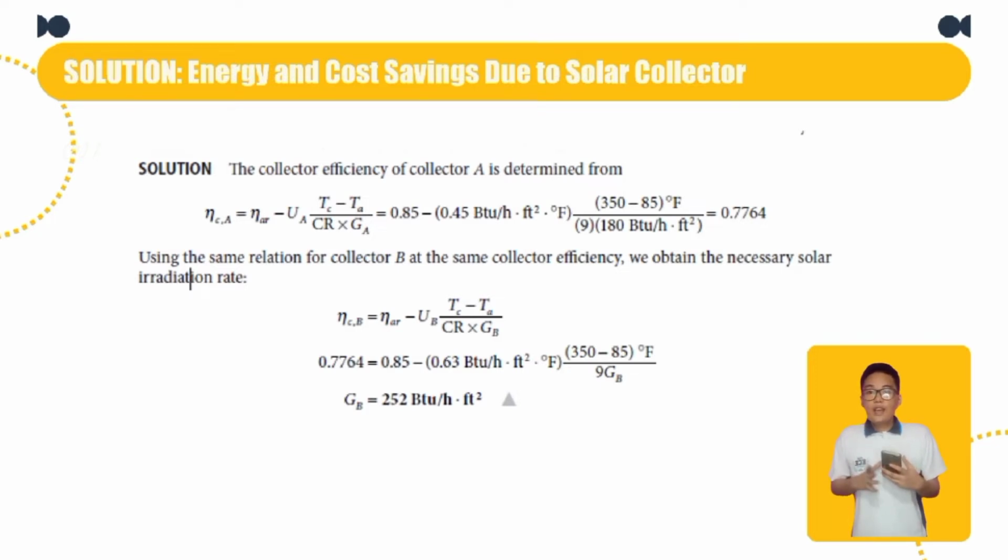Remember that what we only have to do is to substitute the values properly, and we will arrive at a solar irradiation rate of 252 BTU per hour times feet squared for collector B. So that's how you solve that question.